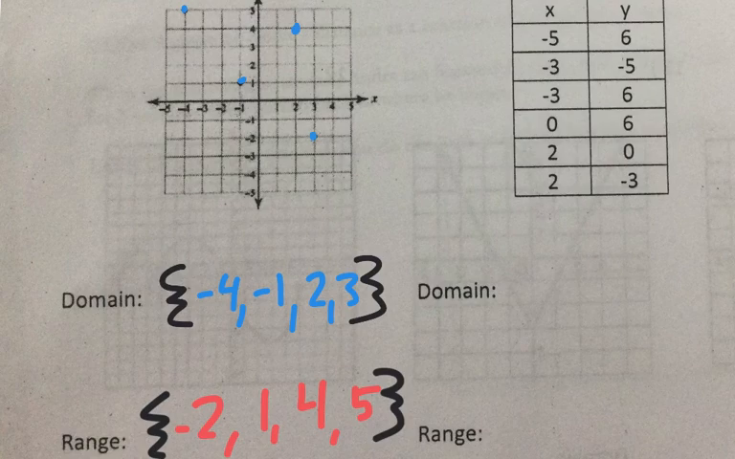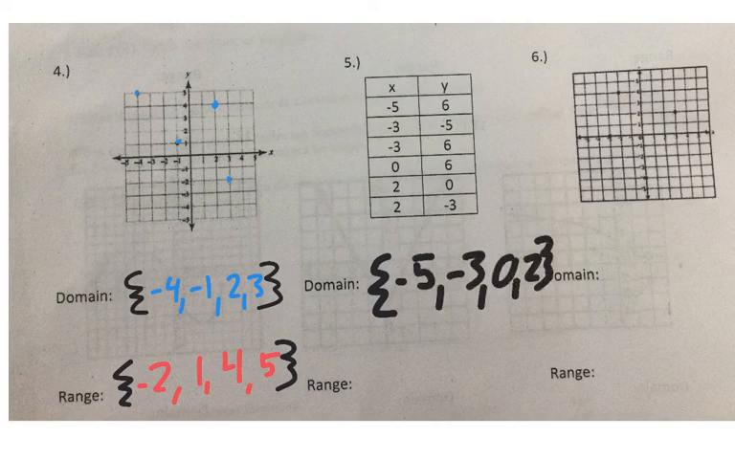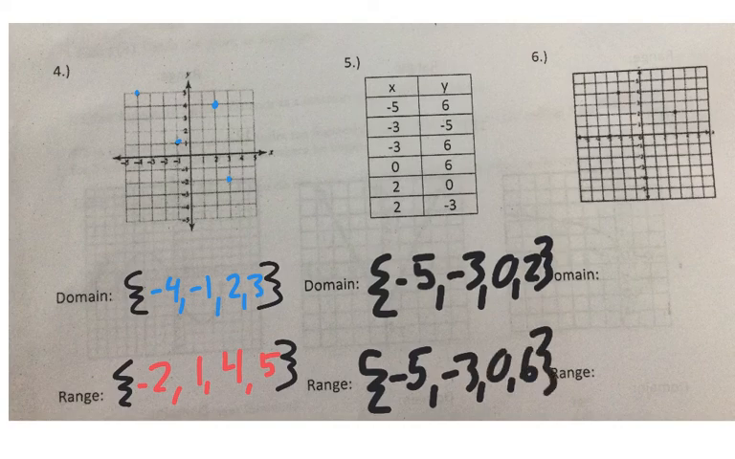All right, if you'll flip over to the back. Because it has repeated domains, I'm going to make sure you didn't write them twice. Oh, I did. The domain should be -5, -3, 0, and 2. And the range should be -5, -3, 0, and 6. Because again, remember, we're listing in order from least to greatest, and we're not doing any repeats. So this should be 5.